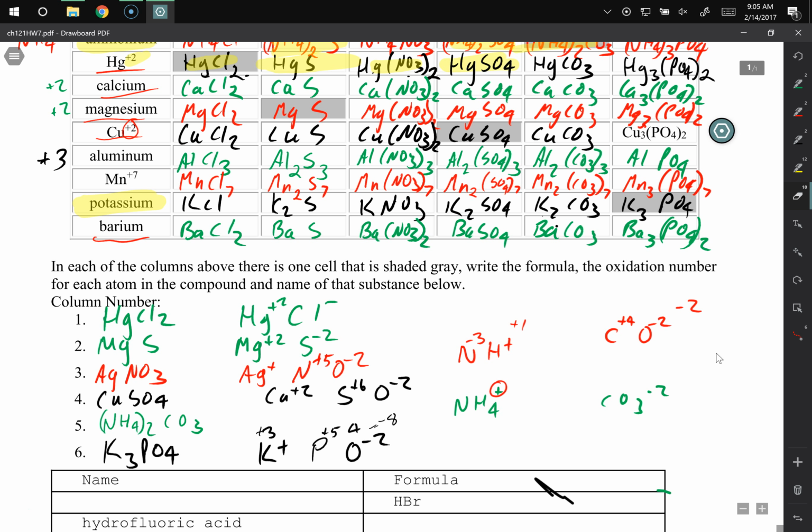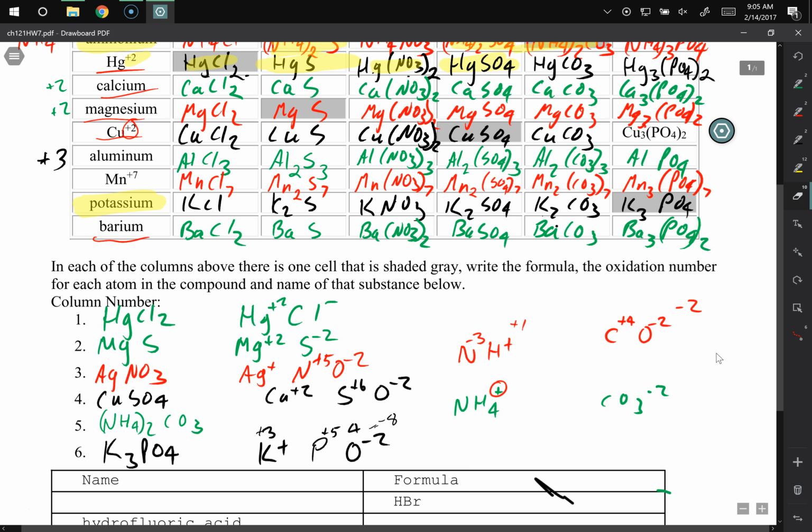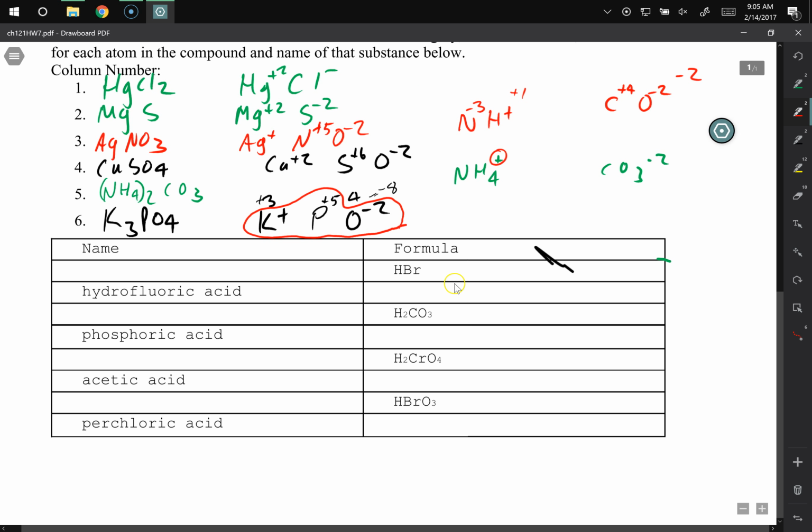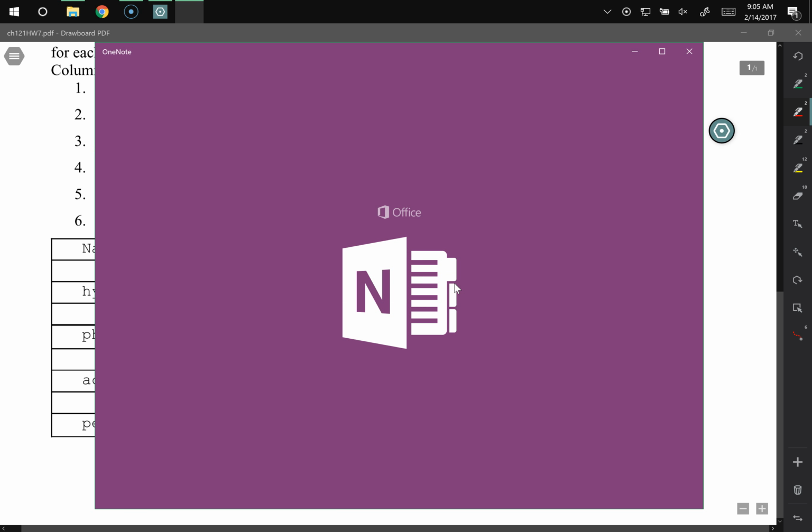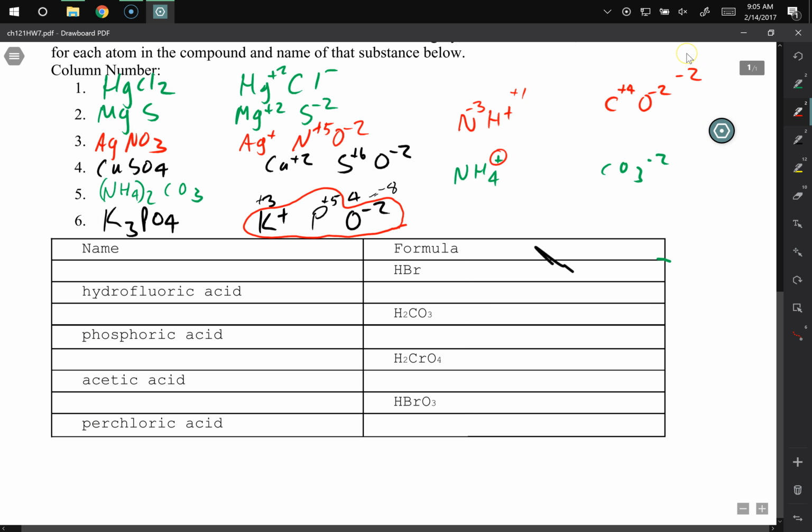Why is that not working? That's weird. So then the answer for this one would be just this information. That's not working.